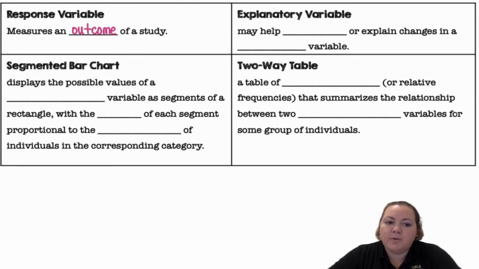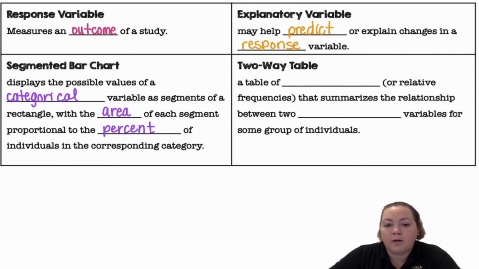The response variable measures an outcome of a study. The explanatory variable may help predict or explain changes in a response variable. The segmented bar graph or bar chart displays the possible values of a categorical variable as segments of a rectangle, with the area of each segment proportional to the percent of the individuals in the corresponding category.